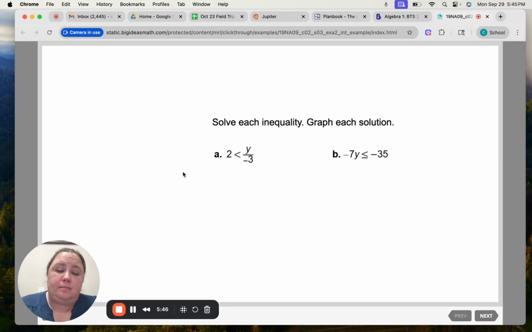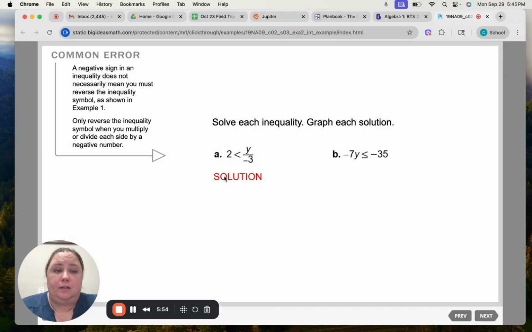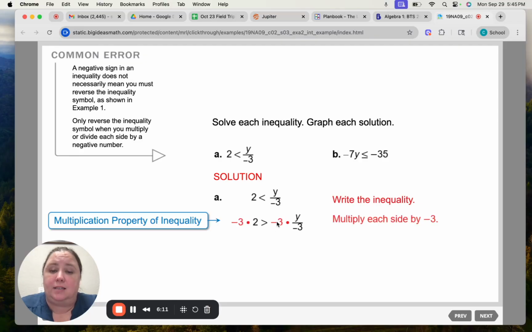All right. So we're going to solve each inequality and then graph it. If you're looking at this A equation, first thing you need to do is write it down. The y above the negative 3 means what kind of math? Division. So to move the negative 3, we need to do the opposite of division, which is multiplication. So we're going to multiply both sides times negative 3.